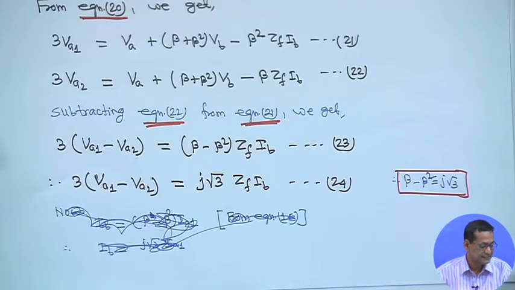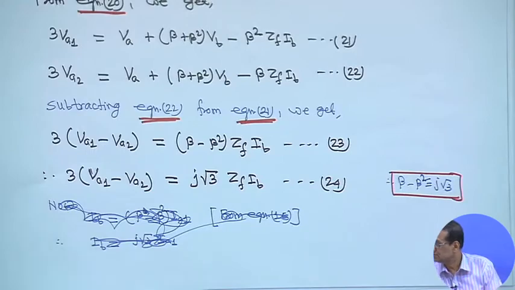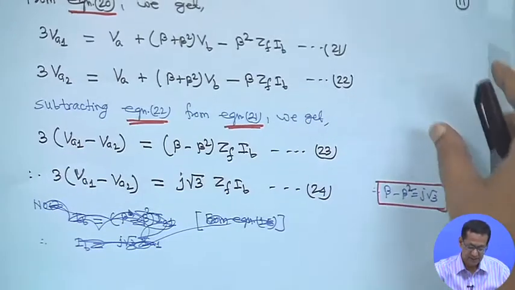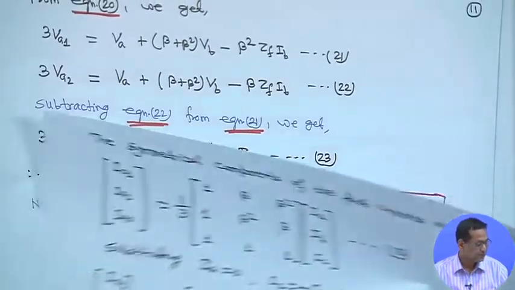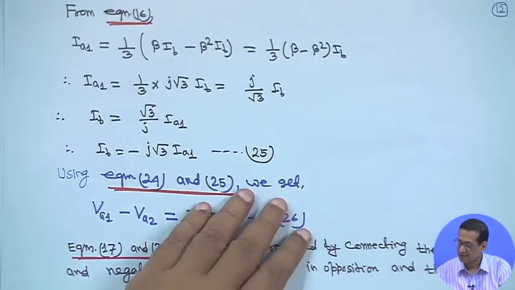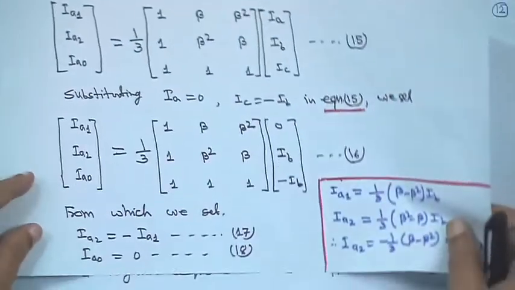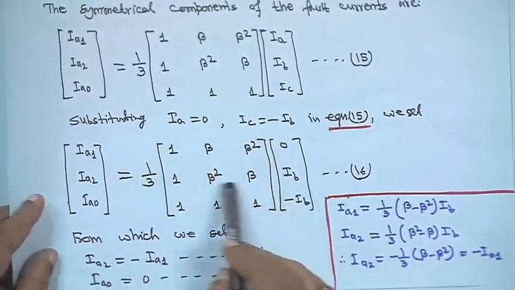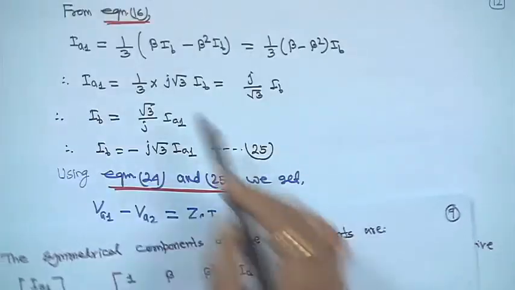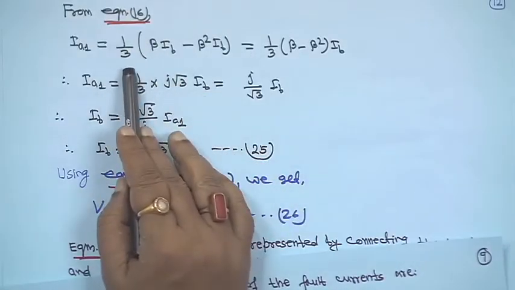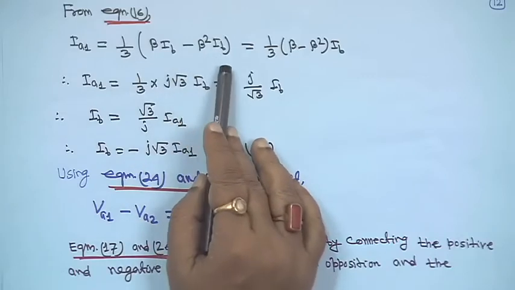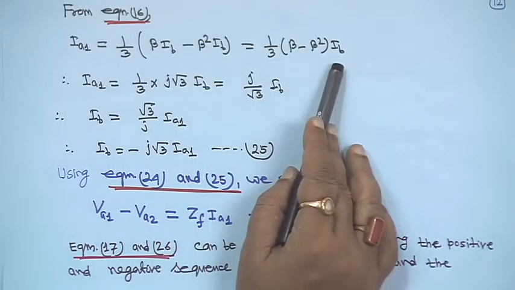Therefore, from equation 16, I have to go back to equation 16. From equation 16 we can write IA1 is equal to 1/3 of (1 into 0, then beta IB minus beta square IB). So from equation 16, IA1 is equal to 1/3 of beta IB minus beta square IB, which is 1/3 times (beta minus beta square) into IB.